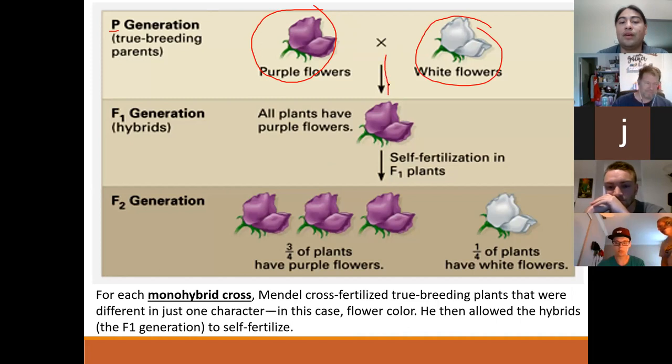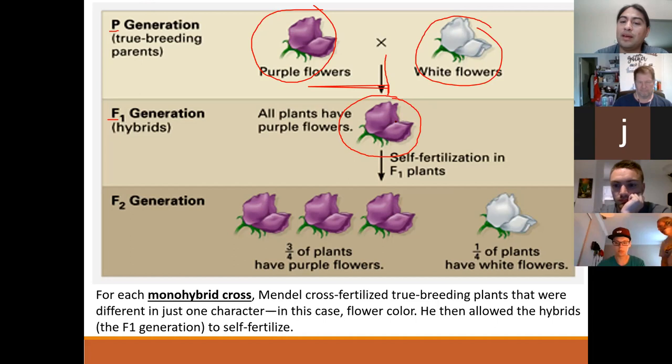And then the very first generation, F, I'll show you later, stands for filial, which in Latin means son, and also figlio in Italian. But then he noticed that 100% of the next generation was going to be purple. So he was like, okay, what happened with the white one? I was expecting to see some white ones over here, but he didn't see anything.